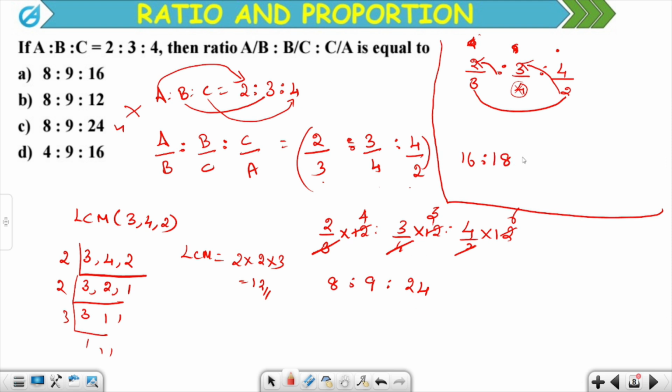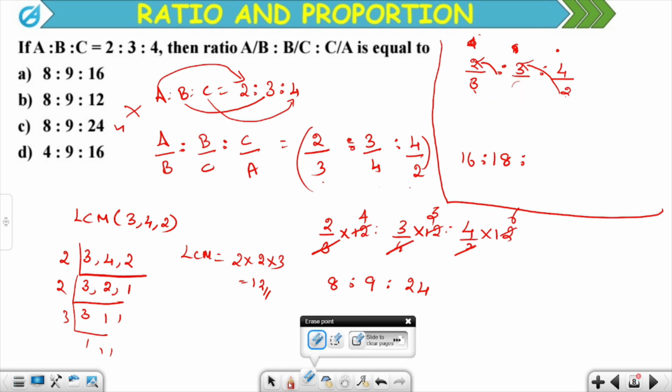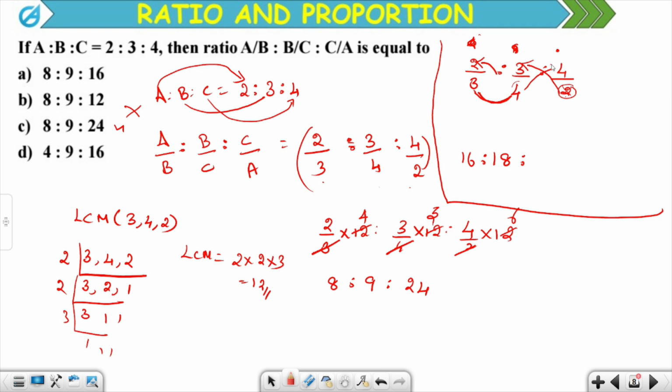Okay. Now, in order to find the third part, what will I be doing? I will be omitting, hiding this number. So the remaining two denominators, 4 threes are 12. So 12 into 4 is nothing but 48. Now can I cancel all those things just by the 2 table? So this is 8 times, this is 9 times, and this is 24 times. So the answer will be again the same, 8 is to 9 is to 24.